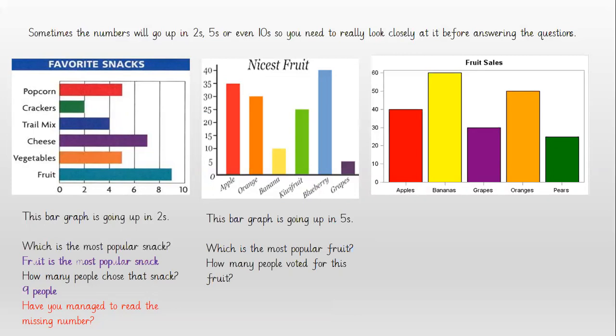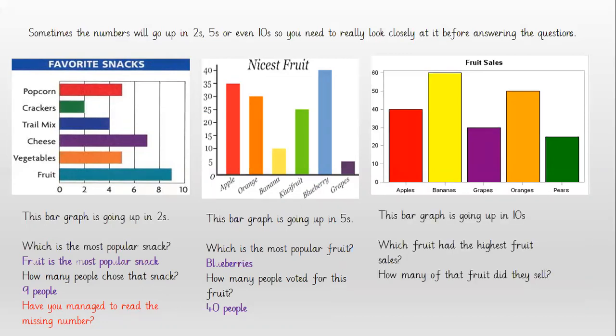Which is the most popular fruit? And how many people voted for this? Now you may want to take a ruler and just put it straight across on the screen so that you can see which one is the most popular and think about how many people there might be. So we can see that the most popular fruit is blueberries. And when we use our ruler to go across, we can see that there's 40 people that voted for this fruit.